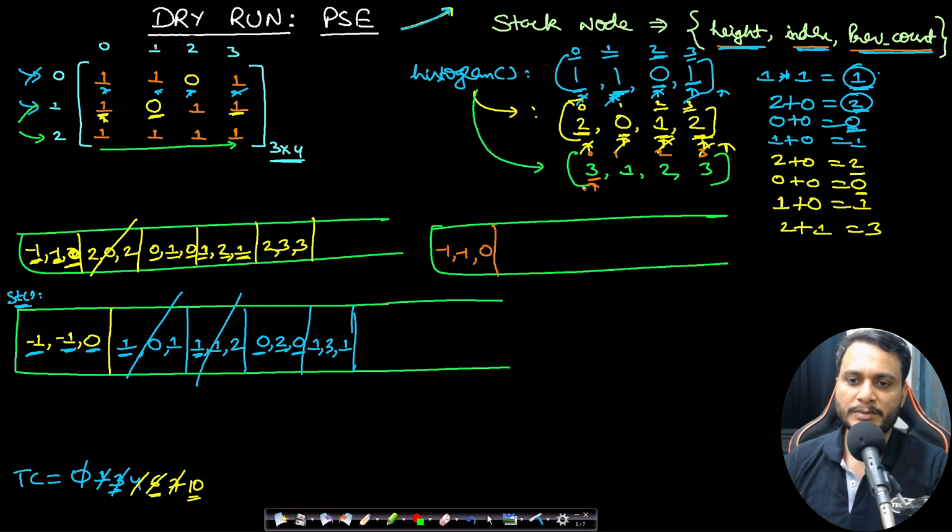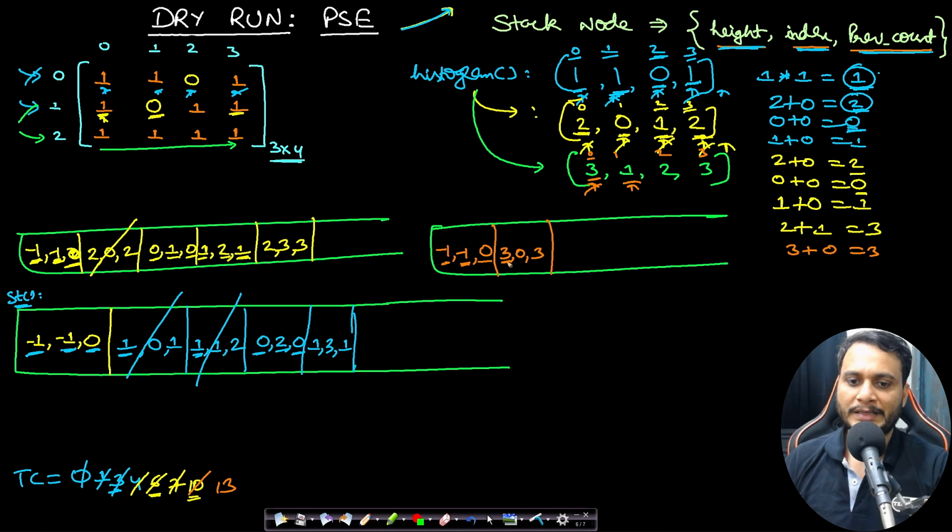When you start at this point, then you know that -1 is smaller. So what is the gap? 0 minus -1, which is 1. So 1 times 3 is 3. Plus the previous count is 0, which is 3. Okay, so 3 is added and this becomes 13. And what will be inserted? The height, index, and the counter. Fine, you move forward to 1.